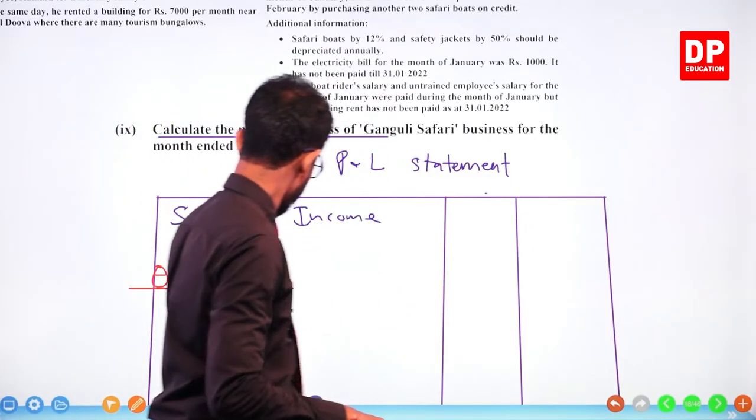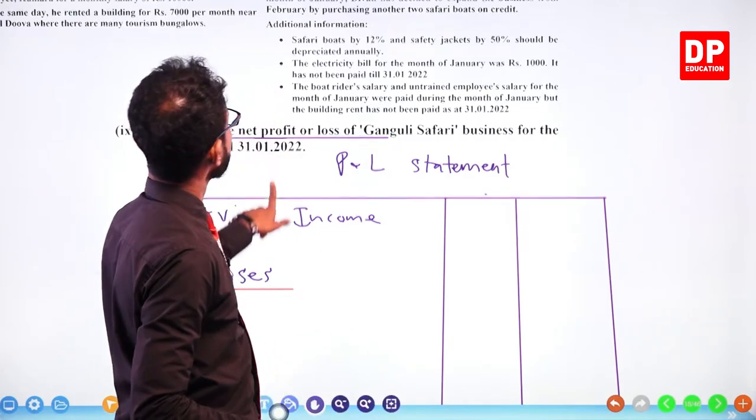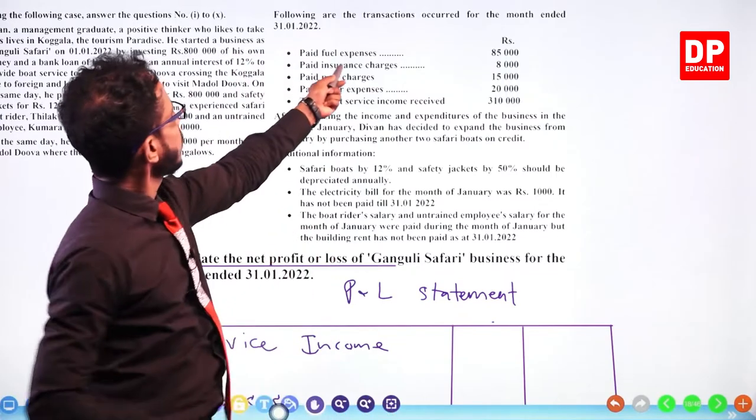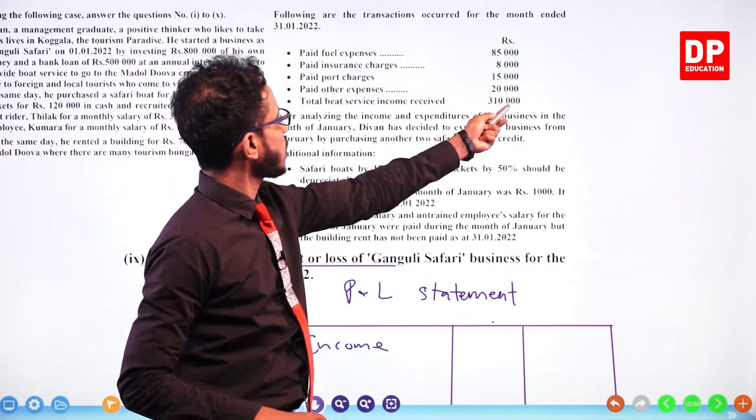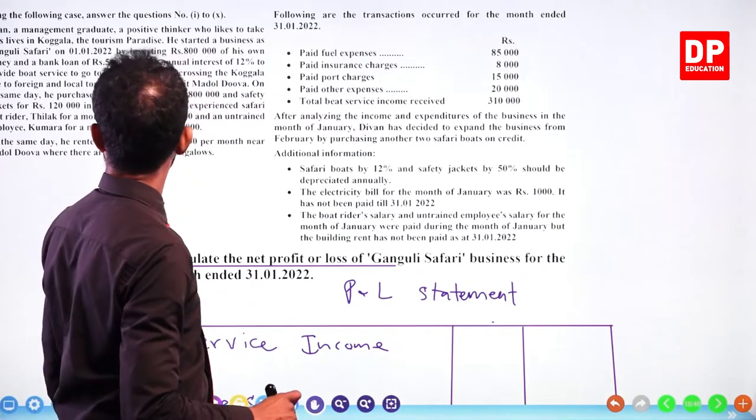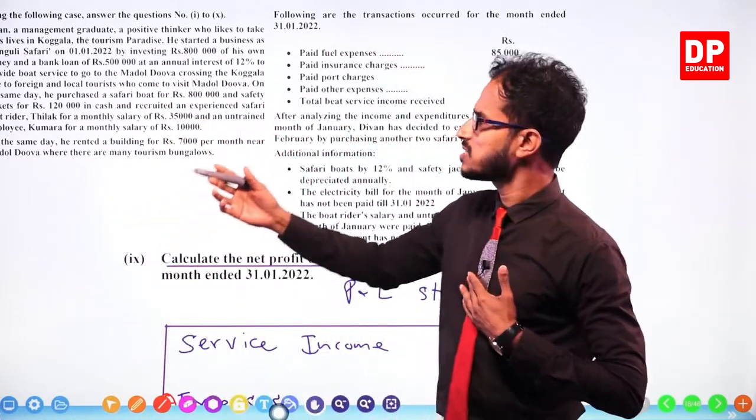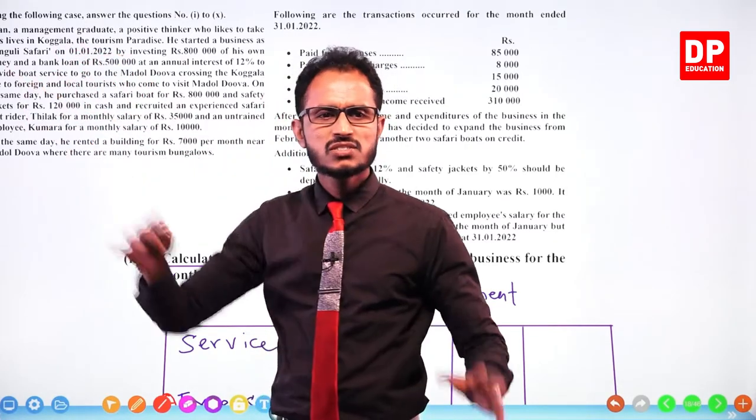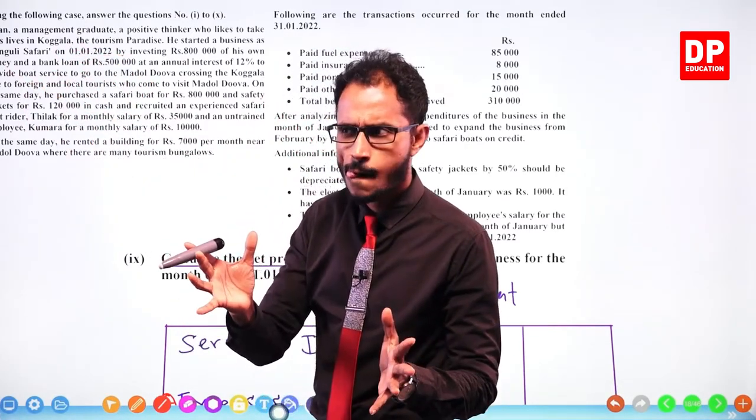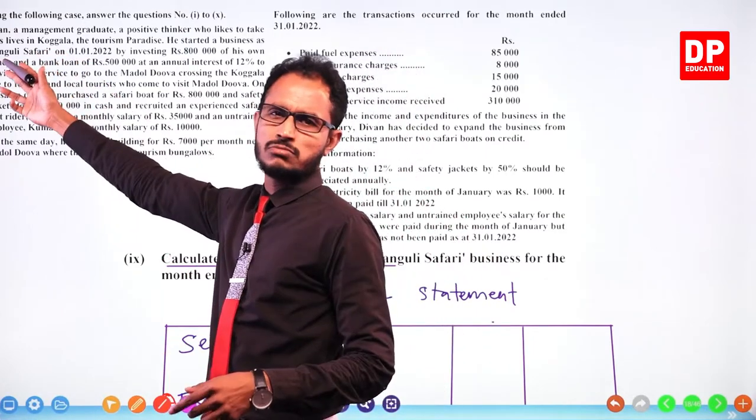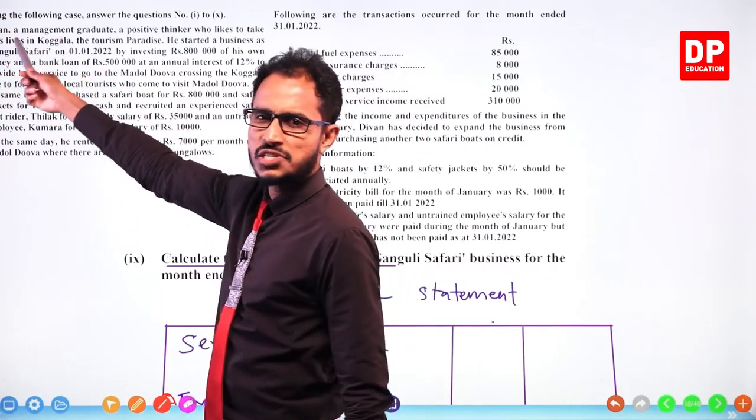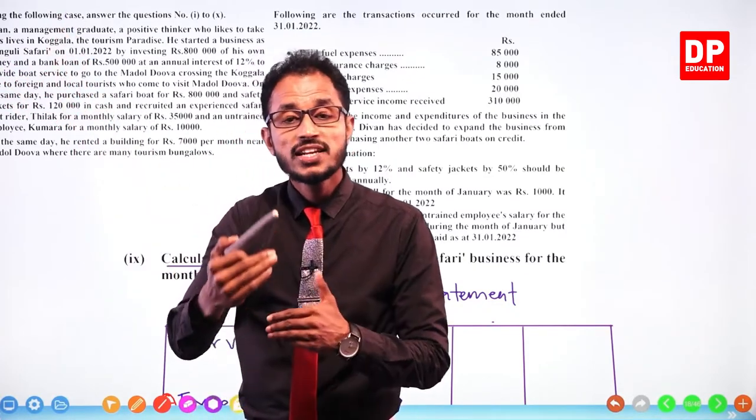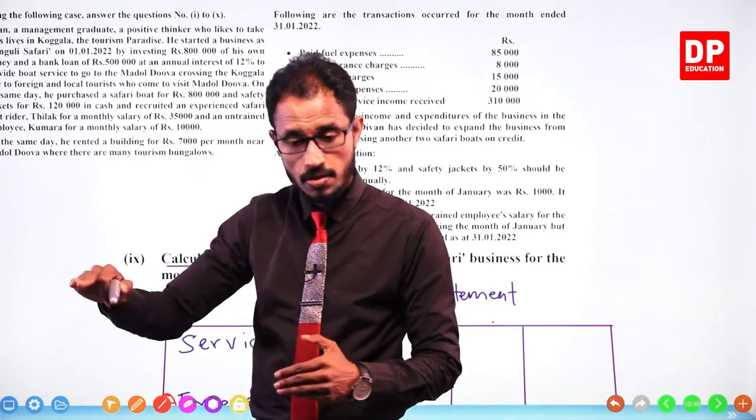Let's take the case and see what are the incomes. We have one income, total boat service income received 310. Nothing else in these parts. No other thing which is relevant to profit calculation. Have to check. I don't think so. These are the initial transactions, the capital investments and all. They don't affect profit. Profit is calculated by income minus expenses.